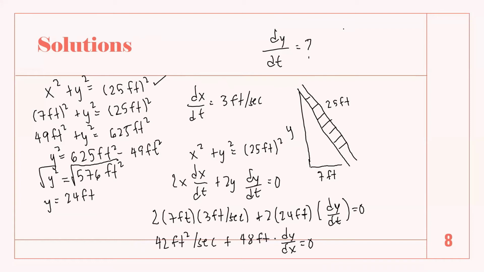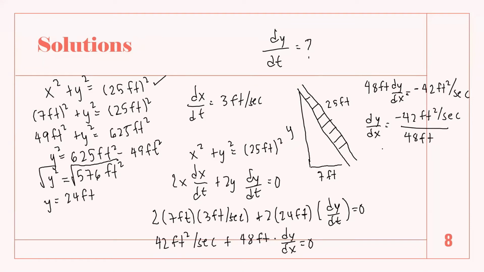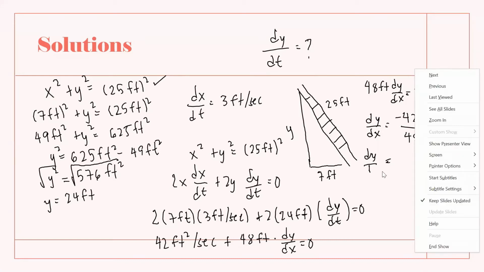So what we are going to do next is solve for dy over dx. So, we transpose the 42 feet squared over second to the right, so it became negative. Okay, so now, what are we going to do next? We're going to solve for dy over dx by dividing both sides by 48 feet. Okay, so now we simplify to lowest terms. So, it's dy over dt actually. Sorry, I'm used to dy over dx. So, it is dy over dt.